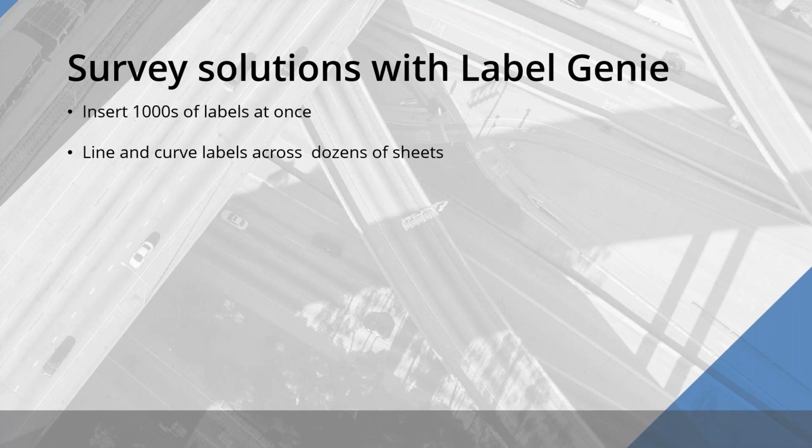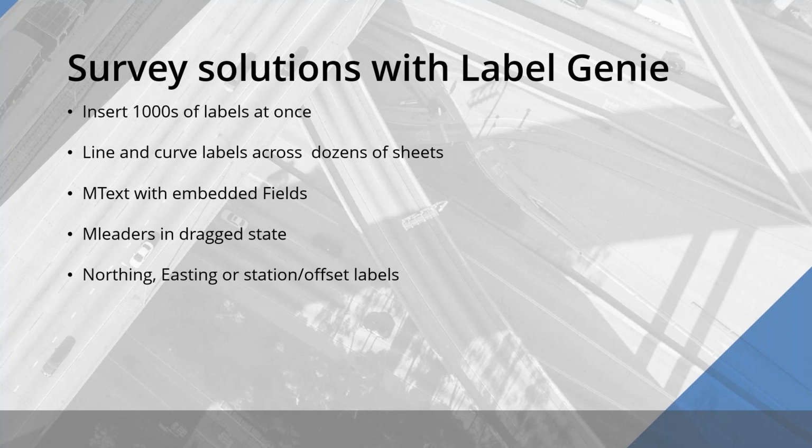Some of the things I want to show you today are line and curve labels across multiple sheets, and inserting multiple Mtext fields all at once with embedded fields in them. If you're used to using AutoCAD fields, that's something where it links to the object and makes it behave like a Civil 3D label. We have to set up those fields for each and every label object. It's pretty tedious. We can insert Mleaders automatically in a drag state.